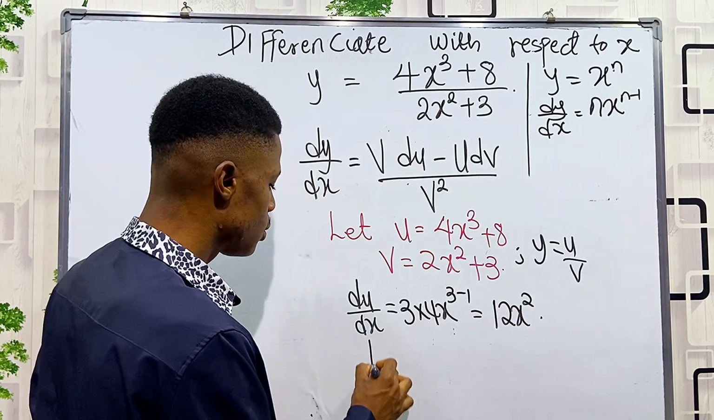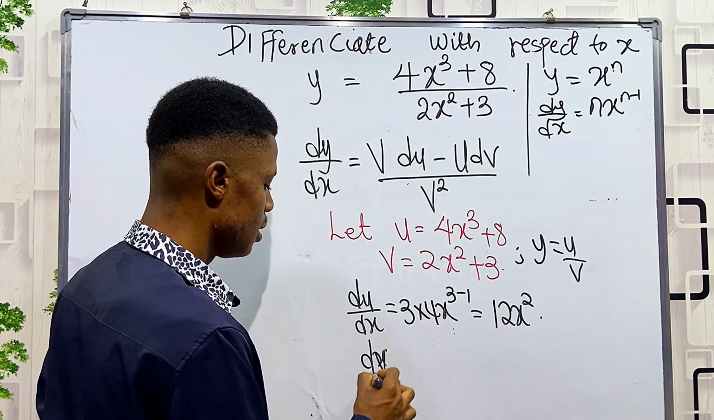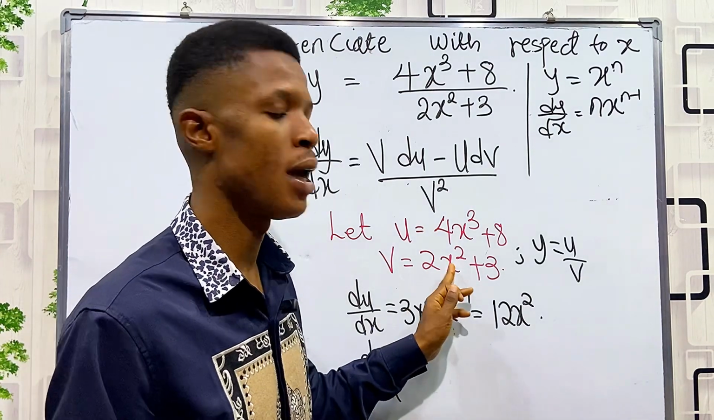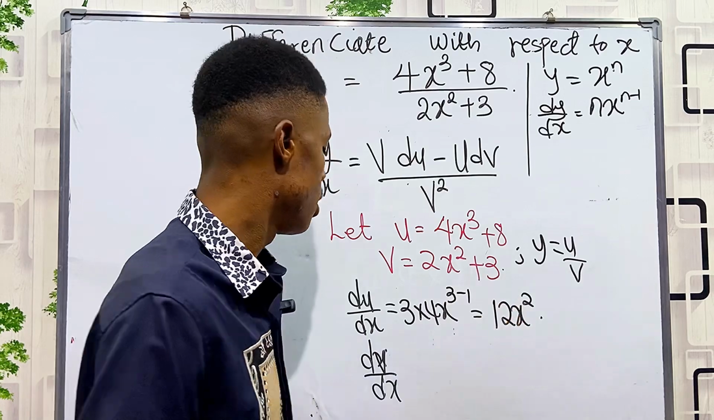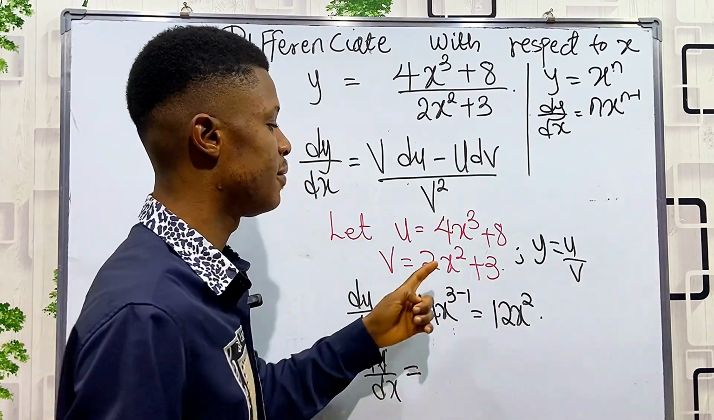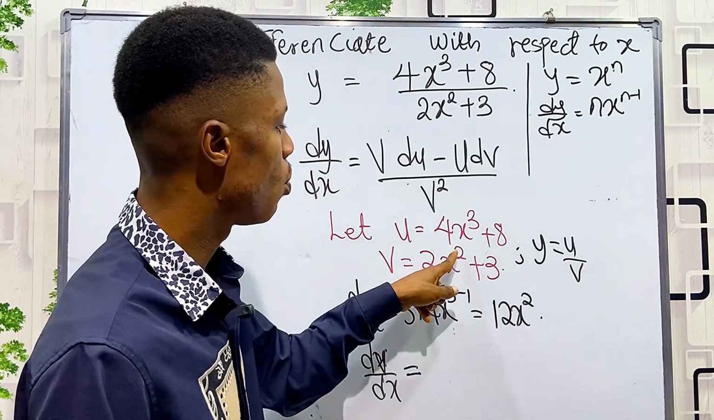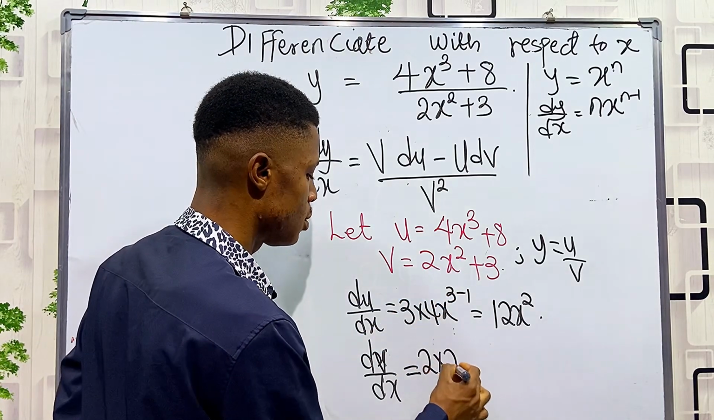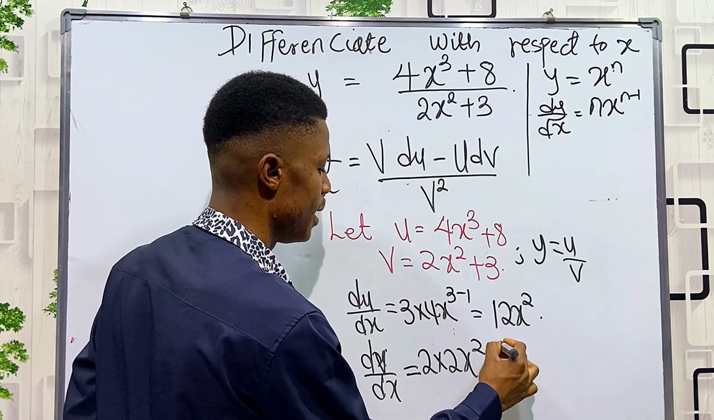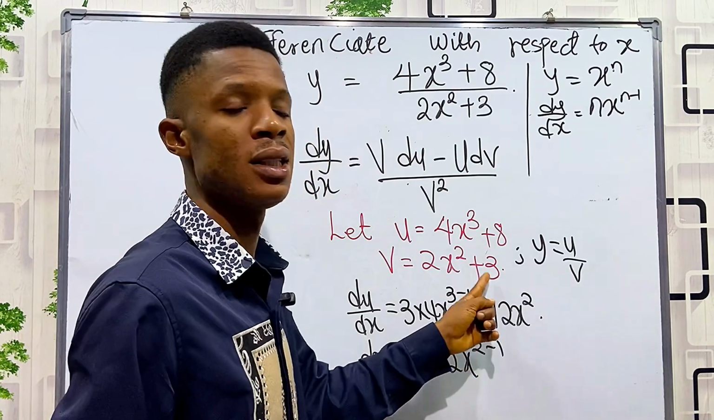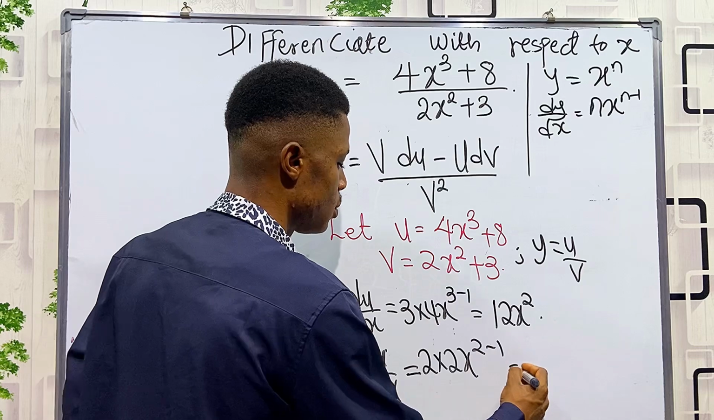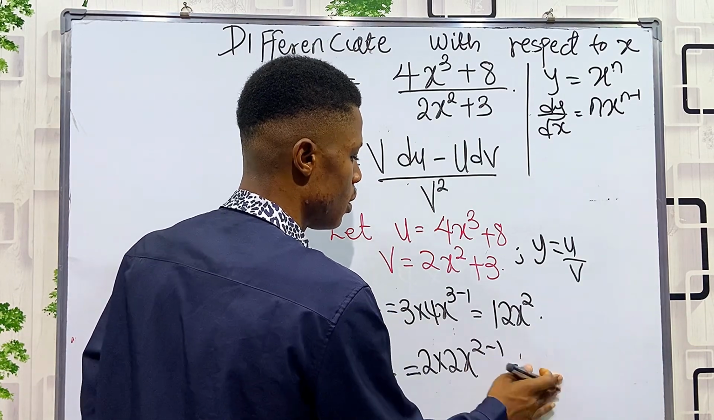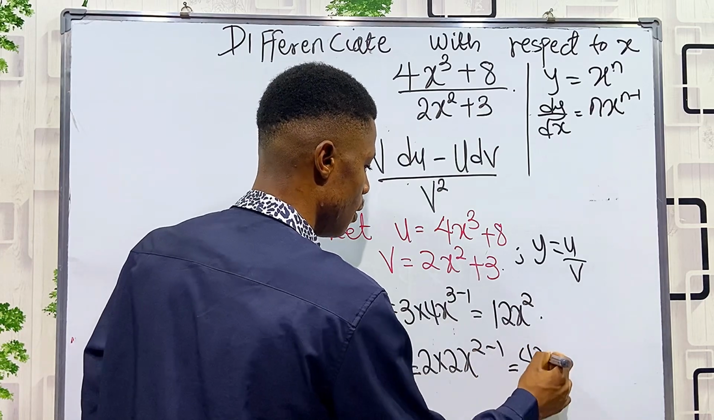So now we are going to look at the next one, dv/dx. Our v is 2x squared plus 3. So we are going to differentiate this v with respect to x. We multiply the 2 to the constant, so we have 2 times 2x to the power of 2 minus 1. Differentiating a constant is also 0. And 2 times 2 is 4, so this gives us 4x.